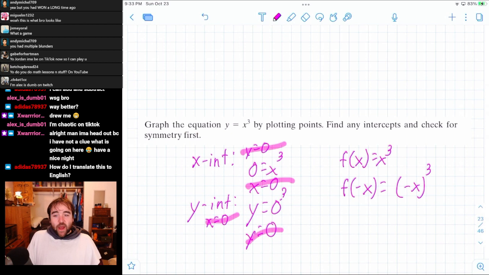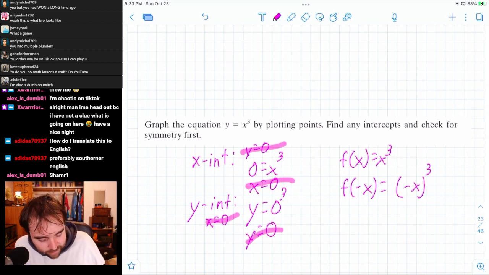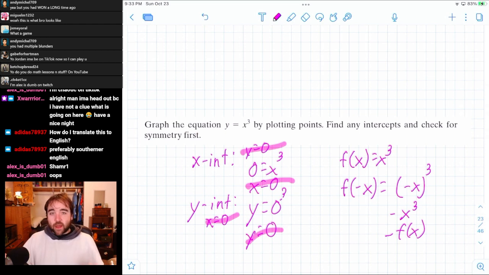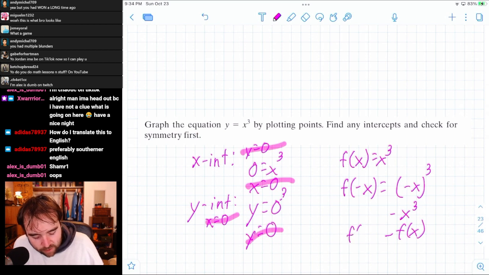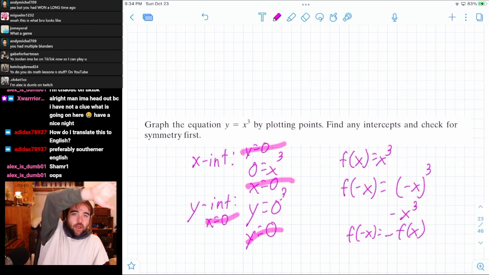And so what happens when you have a negative cubed? You have negative times negative times negative, so that's negative. So you end up with negative x cubed, which is just the negative of the original function. We started with x cubed, we plug in negative x, we get negative x cubed. And so by definition, because f of negative x equals negative f of x, this function has origin symmetry. It means if you flip it over the x-axis and the y-axis, it lands back on itself.